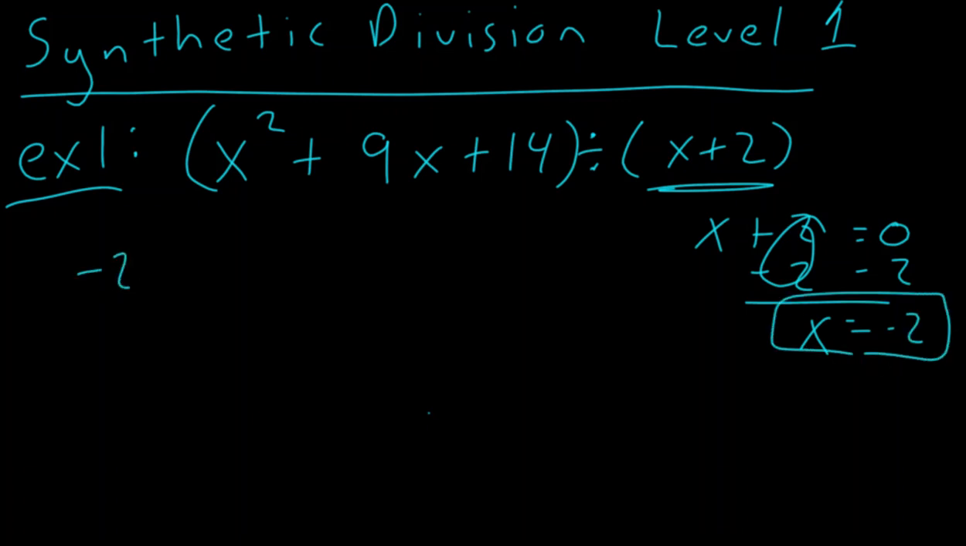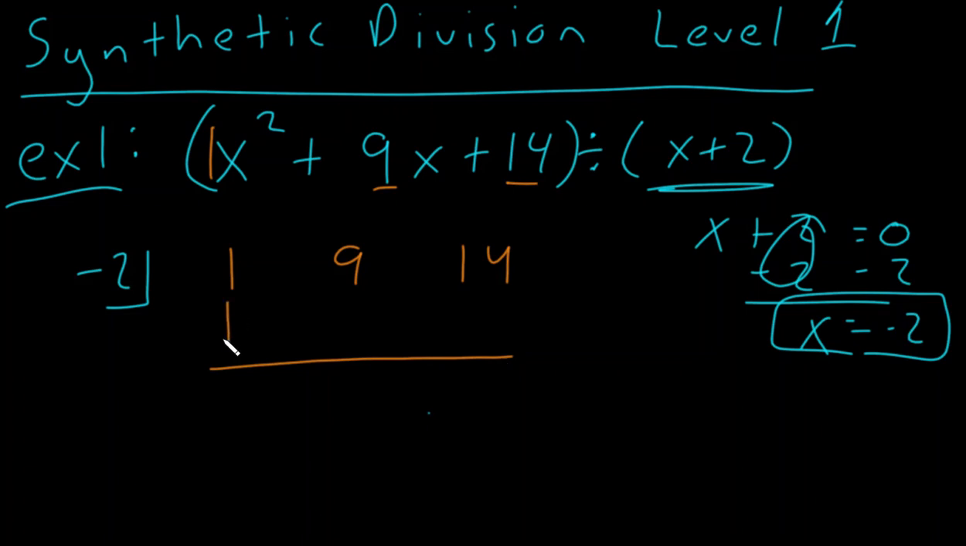We write negative 2 in this weird upside down box, and we want to take the coefficients that we see from our dividend. So we see here a 1, a 9, and a 14. So I write 1, 9, and 14. And I drop down a space, and I draw a line. And this is going to look so weird the first time you see it, but see how easy this is. So here's what we do.